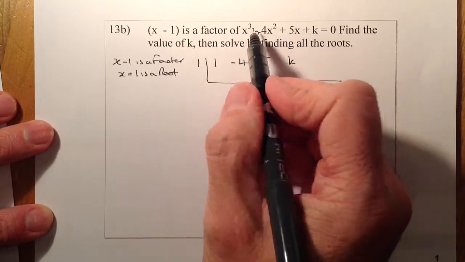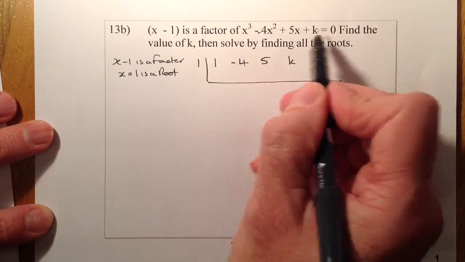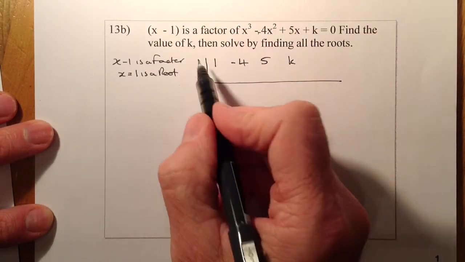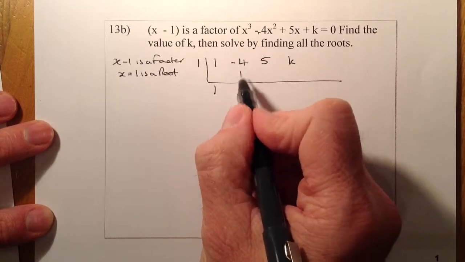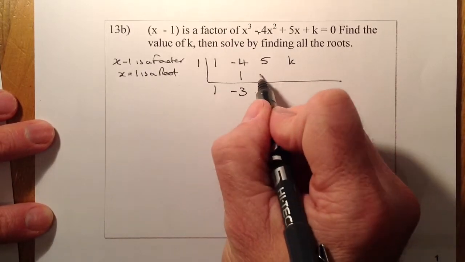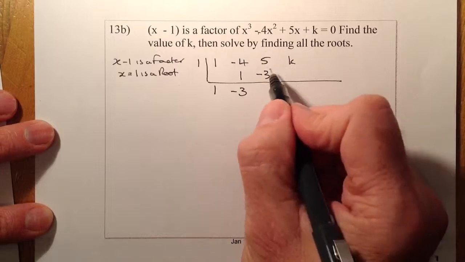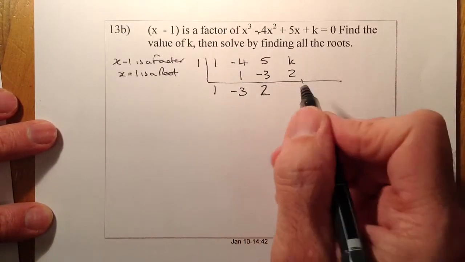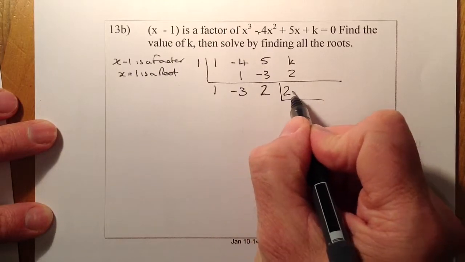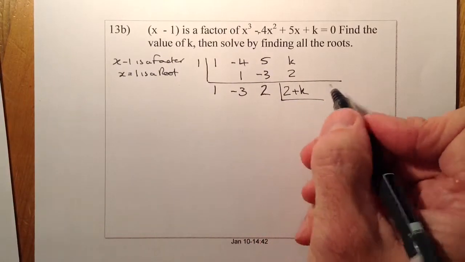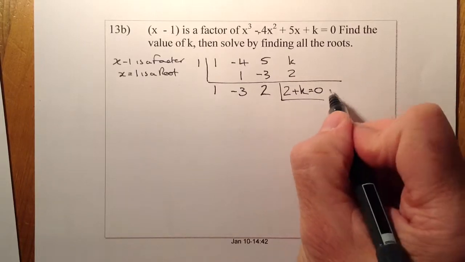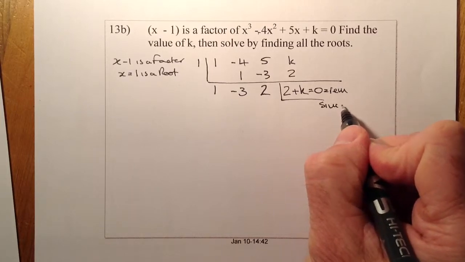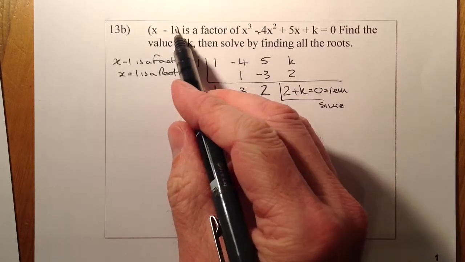So I've got no missing coefficients in here, so I can just set it out straight like this. Bring down the 1, multiply 1 times 1 gives me the 1, gather these together, minus 3, multiply it again up to here, gather them together, gives me 2, a 2 comes up to there because 1 times 2 is 2, and finally what I've got is 2 plus k at the end here. So that then equals 0, which is the remainder, and I know that's the case since I started off with x minus 1 being a factor.